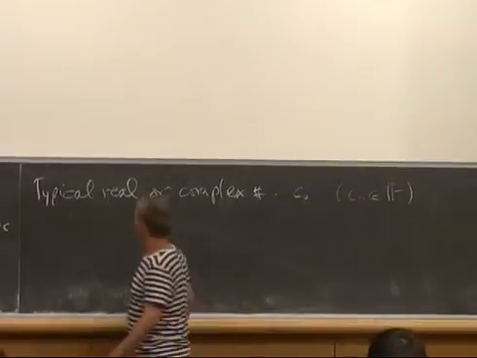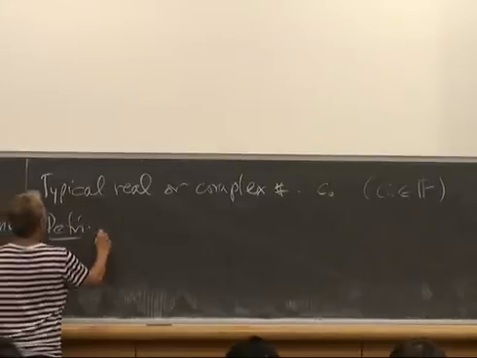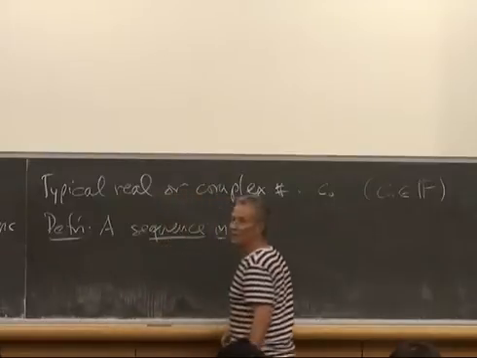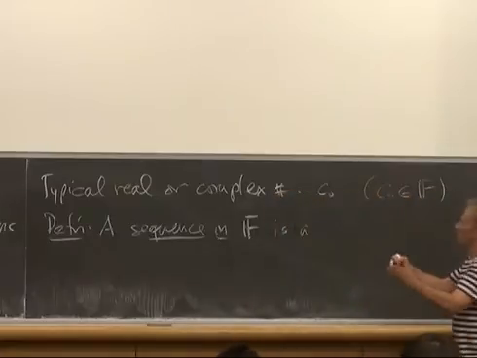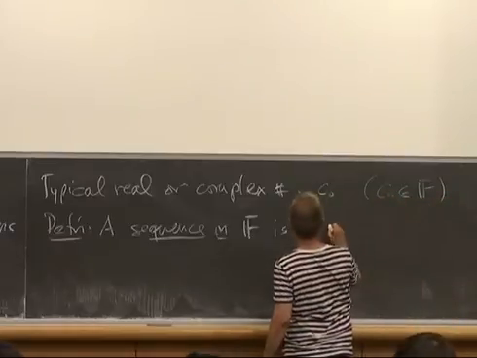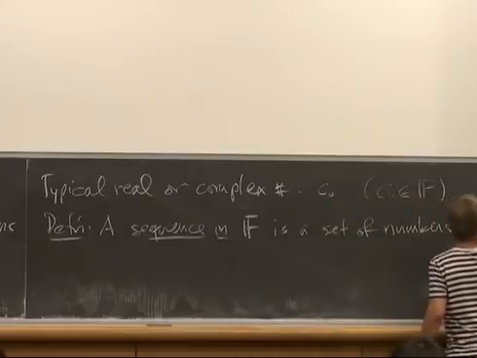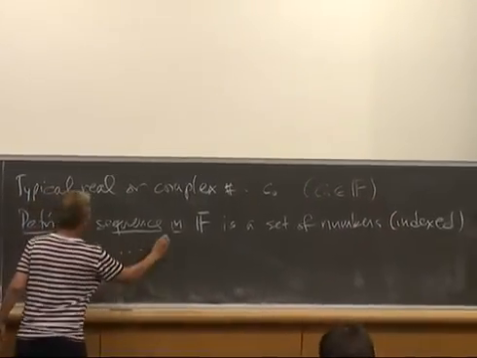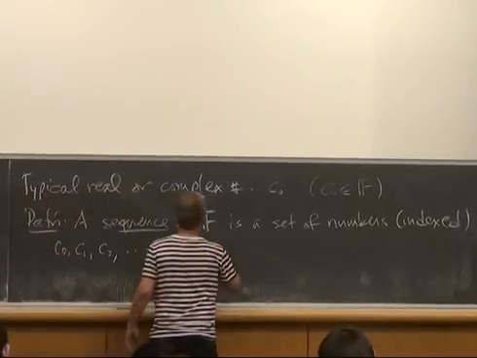Okay, so the first thing I want to talk about is sequences. So here's some terminology, a definition. A sequence in F, namely the real or complex numbers, is just a countable, one-sided countable set of numbers in that field. So it's going to be a set of numbers, and this is going to be indexed C0, C1, C2, and so on. So it's going to be an indexed sequence of numbers, and we could write it this way.